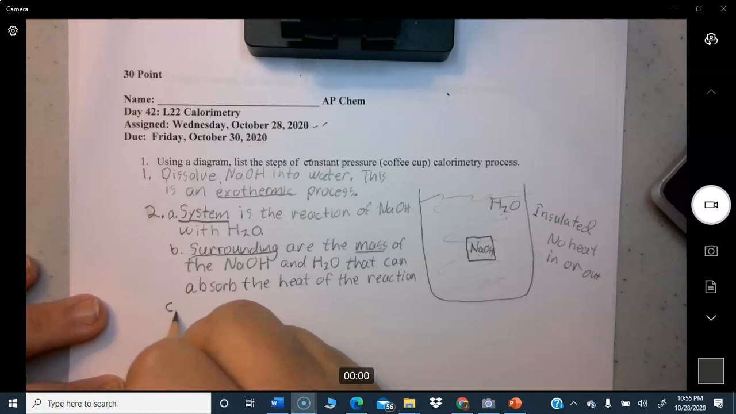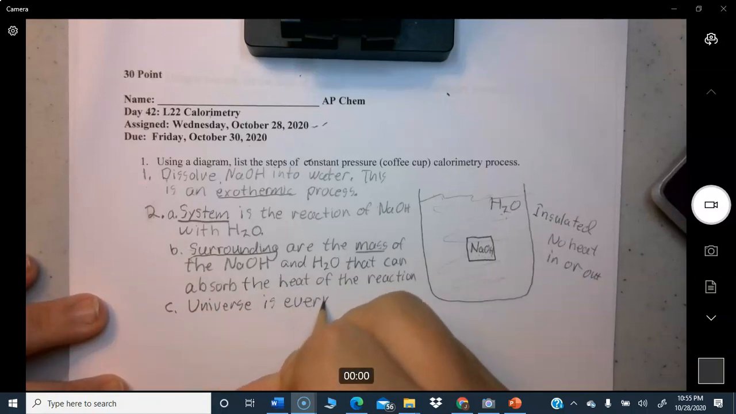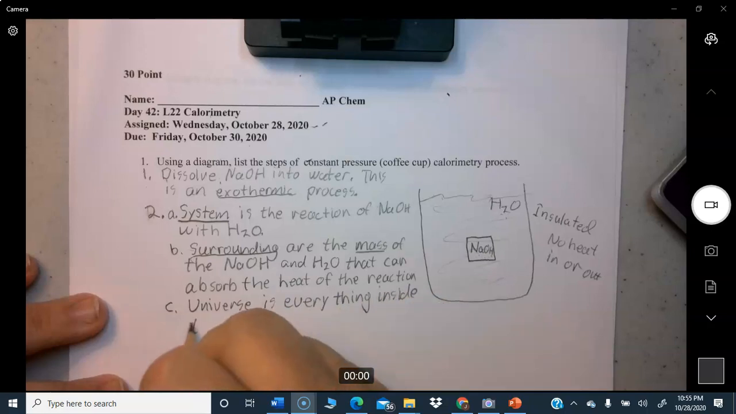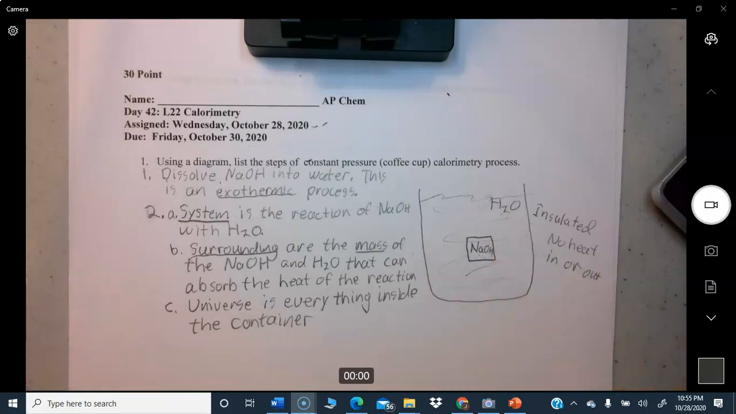And finally, C, the universe. The universe is everything inside the container. It's the system plus the surroundings. That's the definition of the universe. Okay, so next step.